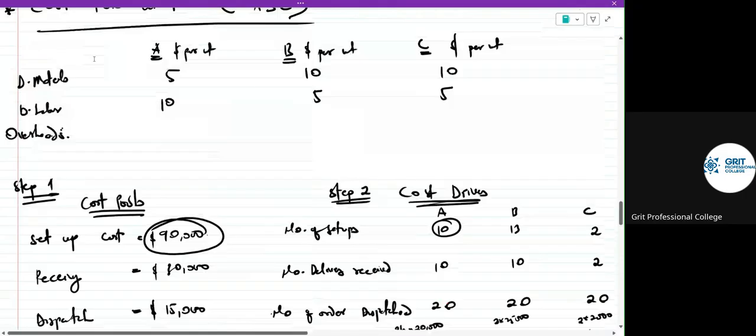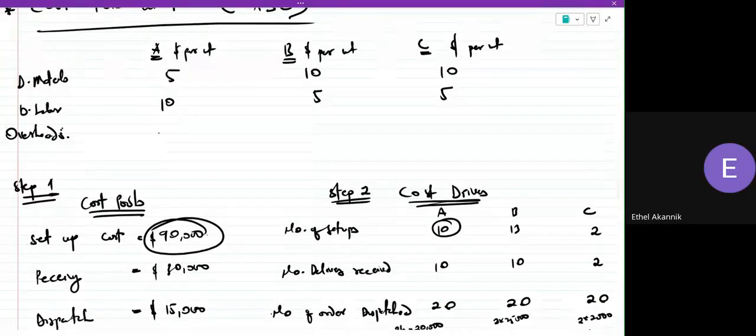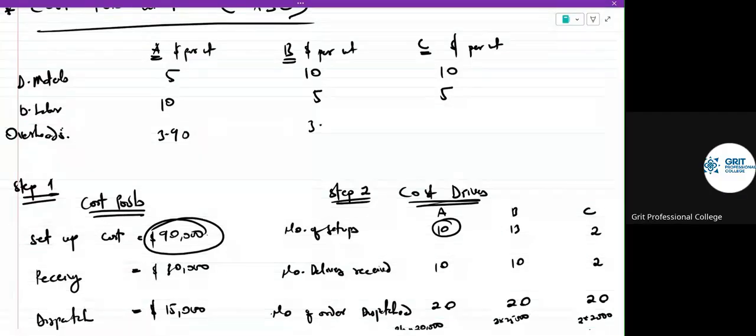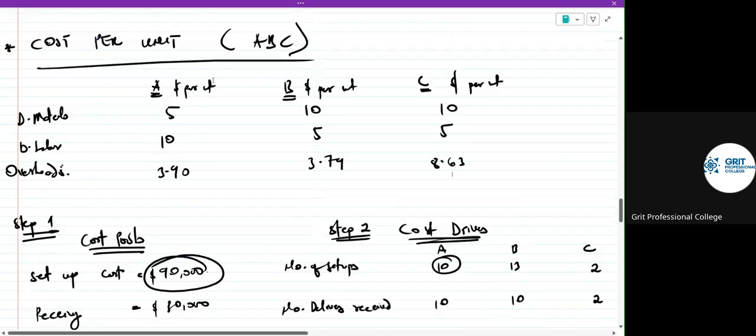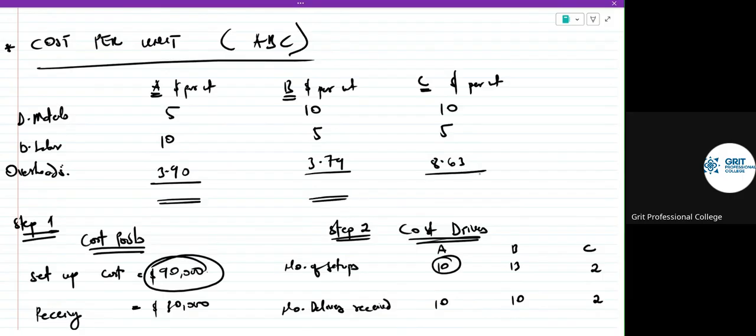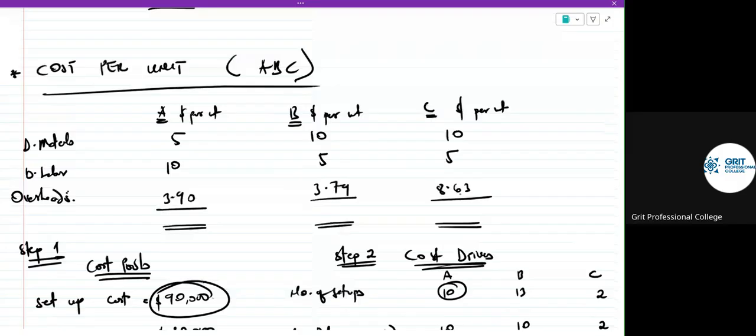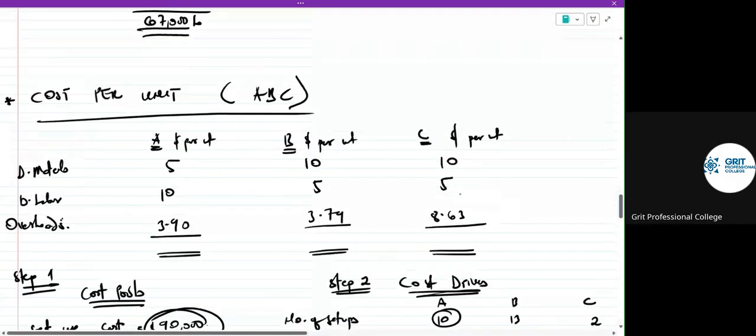Okay, so 3.9, 3.79, and then 8.63. Okay, so that is all. The ABC, just this thing we are looking for. Look how we are suffering. Traditional costing makes it very simple. Just use one absorption basis, you are done.